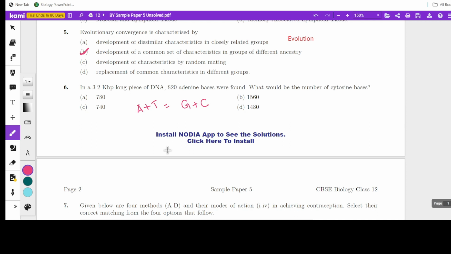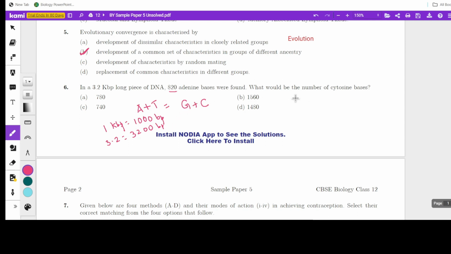Now here in this question, they have clearly mentioned 3.2 kilo base pairs. So if it is 3.2 kilo base pairs, it should be 3200. That is, 1 kilo base pair is equal to 1000 base pairs, right? 1 kbp is equal to 1000 base pairs. So in that regard, 3.2 kbp is equal to 3200 bp, right? Base pairs. Now, adenine plus thymine is equal to guanine plus cytosine. This ratio is 1. That's what is meant by Erwin Chargaff.